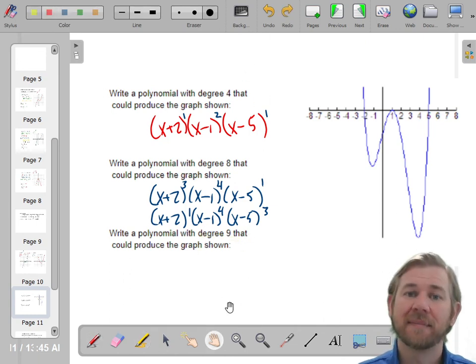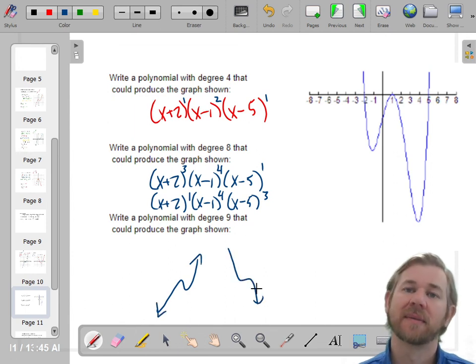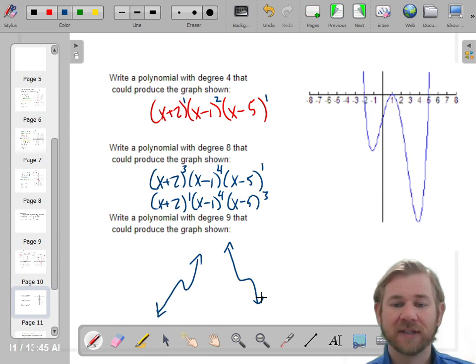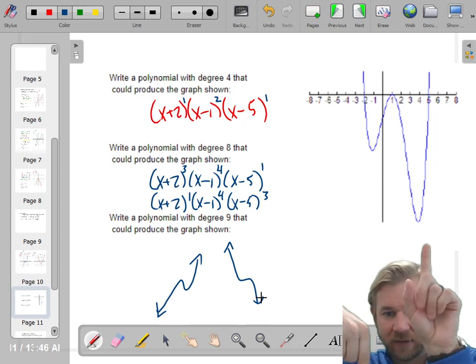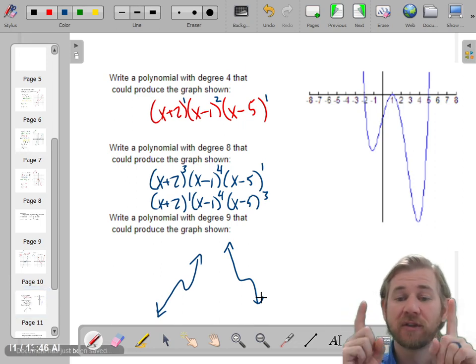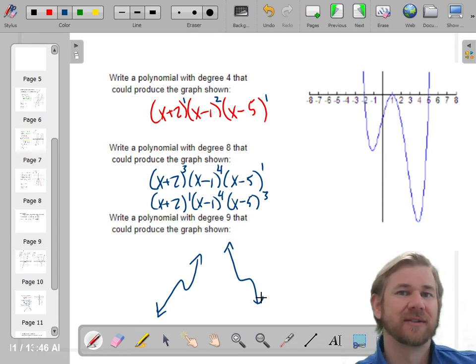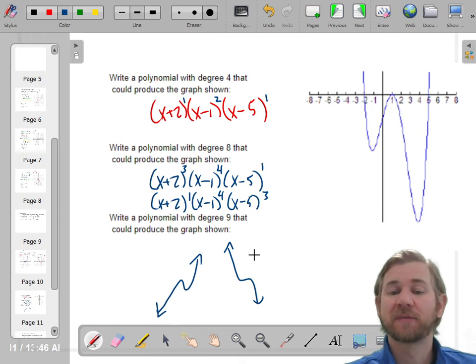I can't do that because degree 9 is always going to look something like that, or I suppose I can make it look like that. But the point is, if it's an odd degree, the endpoints are going to go in different directions. So it's like up, down, or like that. So they're going to go in opposite ways. These both go up, so it's even. I can't do this. This is a trick question, so this is impossible. You can't do that.